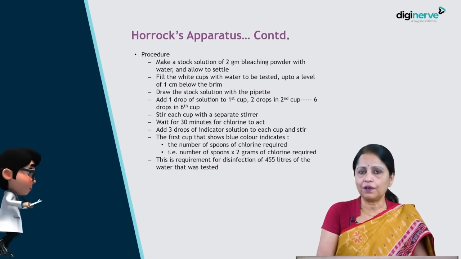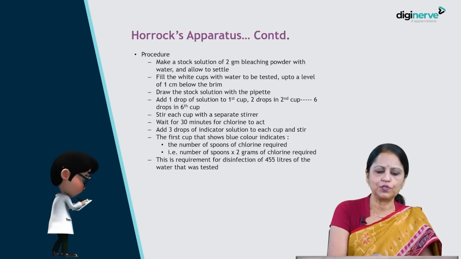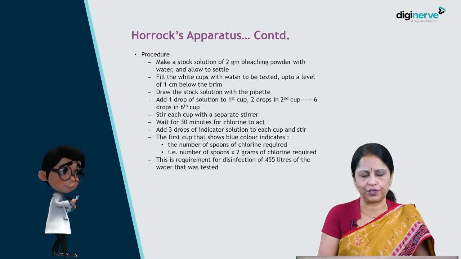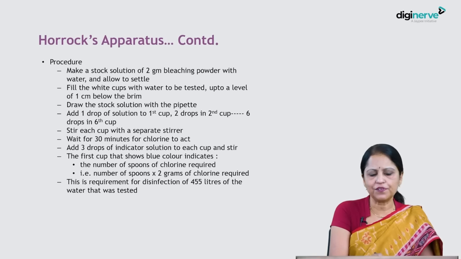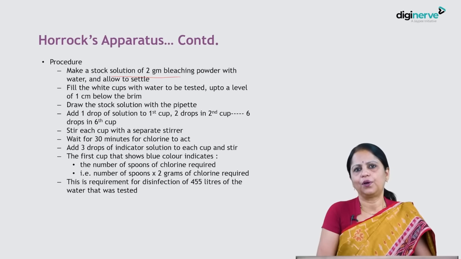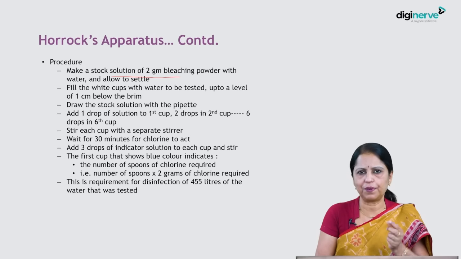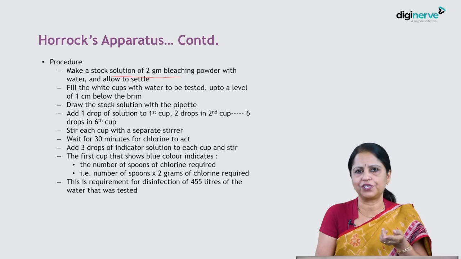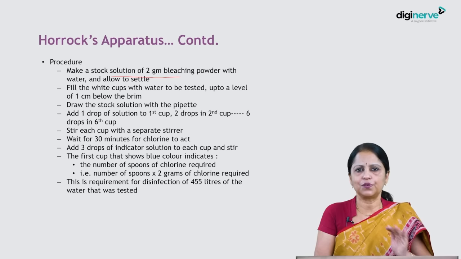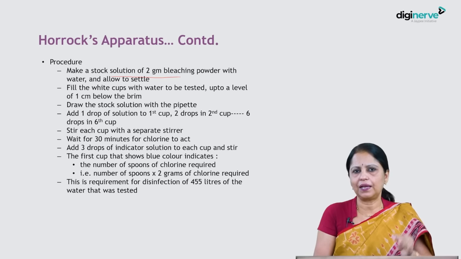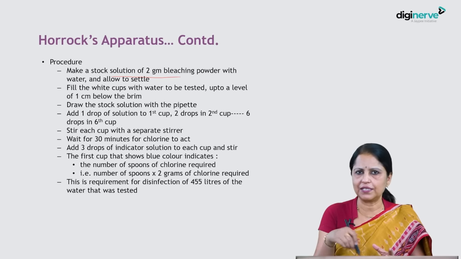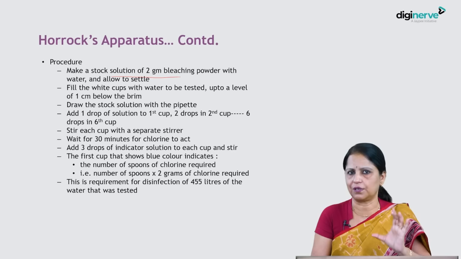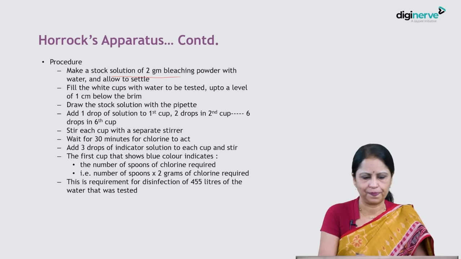So the procedure of testing the water, estimating the amount of chlorine or bleaching powder required to disinfect. First we have to make a stock solution with 2 grams of bleaching powder, that means 1 spoonful of bleaching powder, the spoon that was provided in this Horrocks apparatus. We fill that up to the brim and add a little bit of water and make a thin paste, and then add more water and stir with one stirrer to make a solution. This is the stock solution.